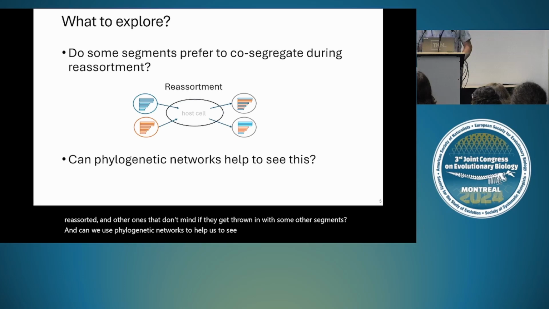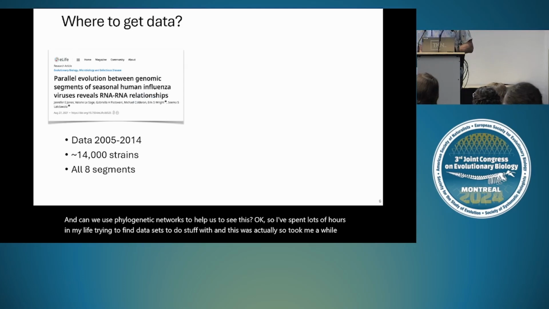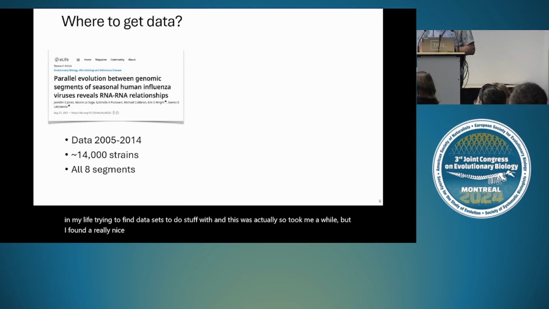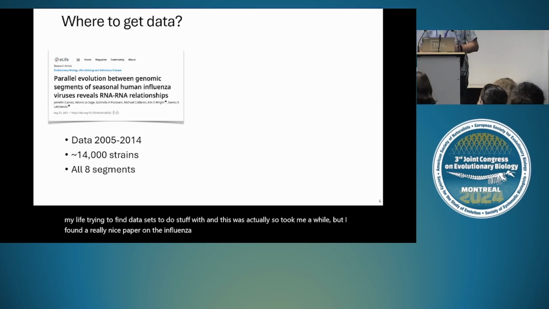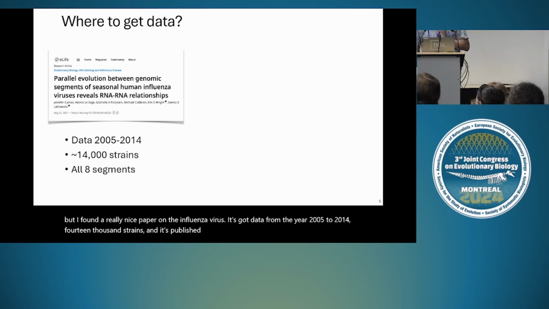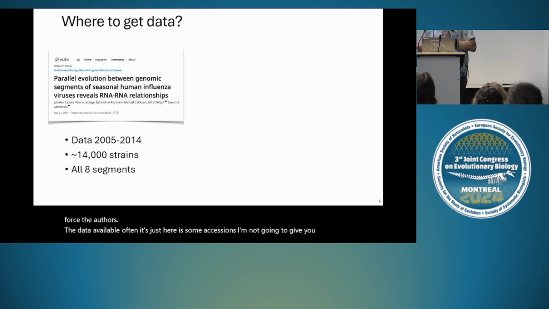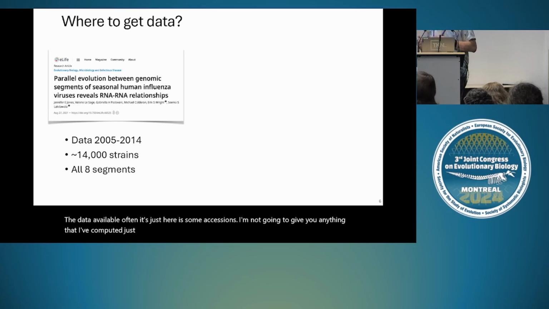Okay, so I've spent lots of hours of my life trying to find data sets to do stuff with. And this took me a while, but I found a really nice paper on the influenza virus. It's got data from the year 2005 to 2014, 14,000 strains, and it's published in eLife. And eLife is one of those journals that force the authors to make the data available. Often it's just, here are some accessions. I'm not going to give you anything that I've computed. Just you've got to go and do this all yourself.